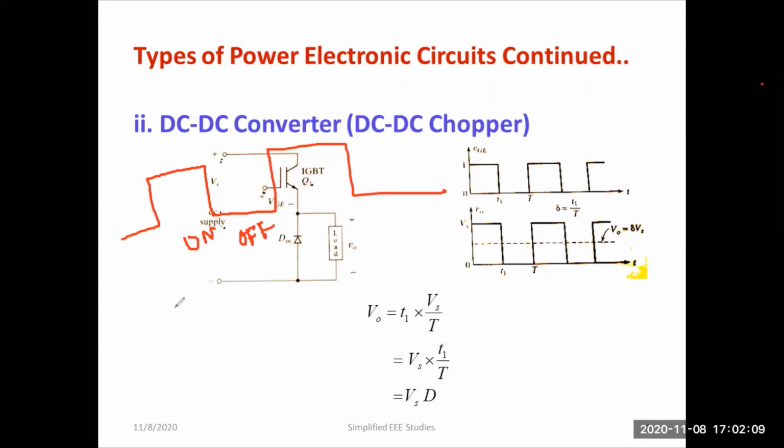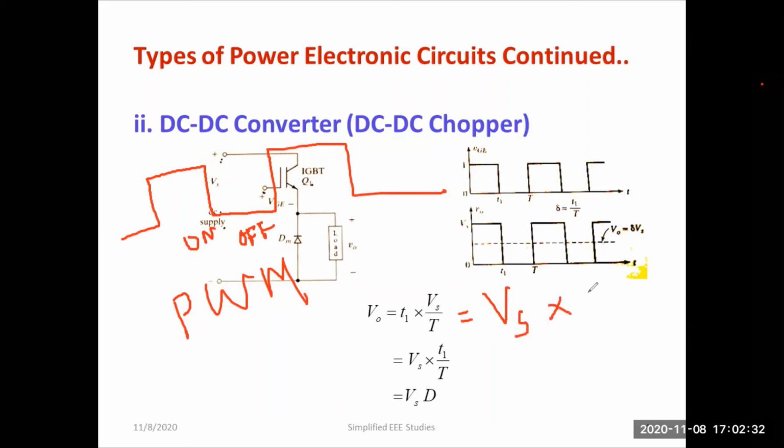It's a PWM, pulse width modulation signal. It has an on state as well as an off state. So let us write the output voltage is given by on period T1 into input voltage Vs divided by total time period. If you rewrite the equation, let me write Vs first. The same thing I have written here, just for your information, I'll be rewriting.